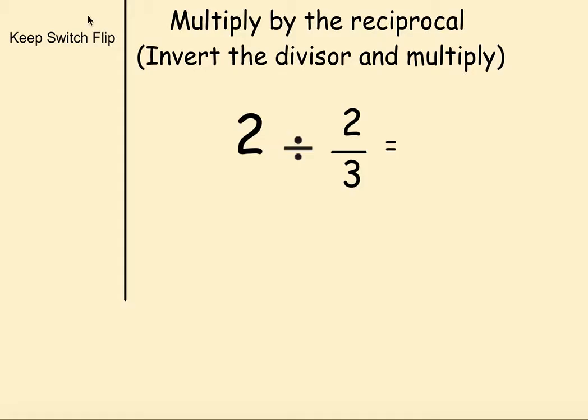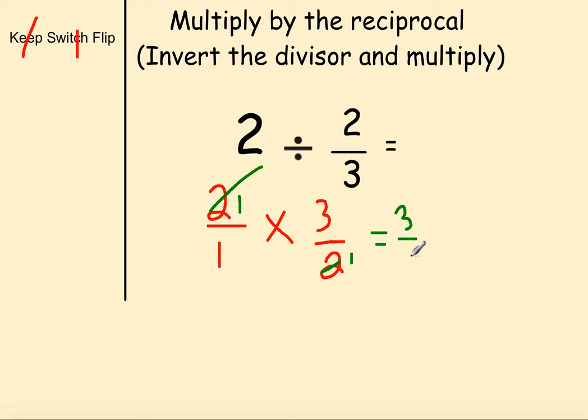All right, so let's look at another one. Another way to remember, and you can write this in your notebook, is to keep the first number, switch the sign, and flip the second number, or do its reciprocal. So if I keep the first number, I really have 2/1. I switch my sign from division to multiplication, and then I flip. 2/3 becomes 3/2. And now I would simplify anything. So these cancel to 1 and 1, and I'm left with 3/1. All right, let's do a much more difficult one.